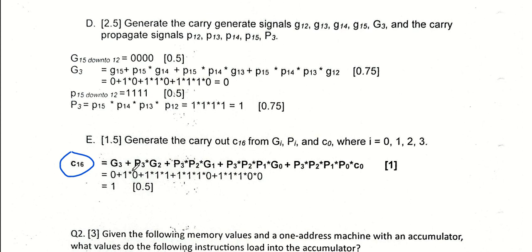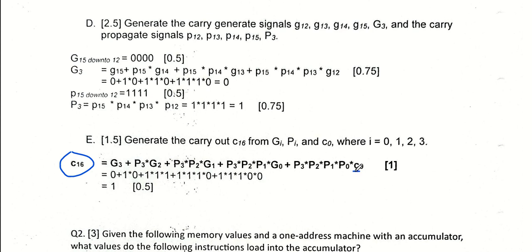So in this case, if you replace the capital G's by their small G's and the capital P's by their small P's, you realize it's no different from when you are doing C4. Because this is a 4-bit carry look ahead adder. So C15 will be like you are doing 4 carry look ahead adder, but I'll be using the capital G's instead of the small G's.